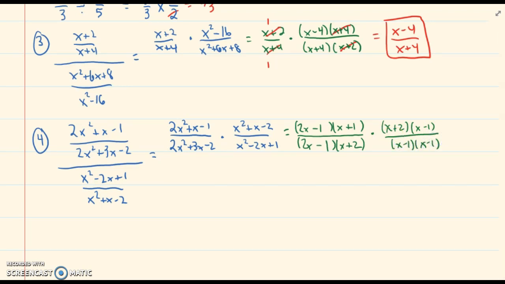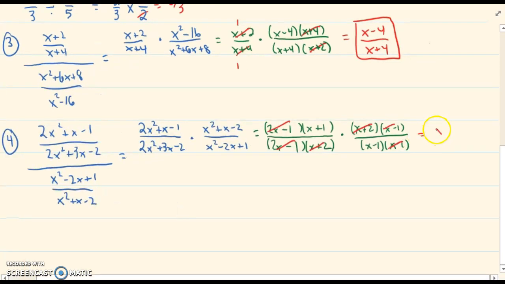So cross-reducing, cross-canceling, x plus 1 doesn't cancel with anything there. x plus 2 cancels. Within the same fractions, I'm looking across, so those out and those out. So my final result then is x plus 1 over x minus 1. Once again, multiplying and dividing rational expressions is just like multiplying and dividing fractions. Just that we have that added step of factoring and then canceling some things out.